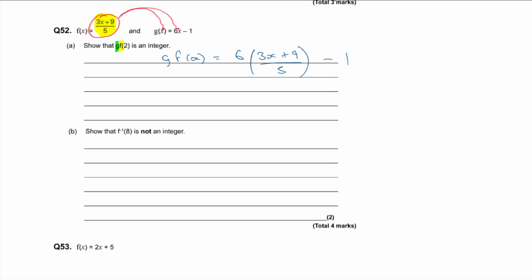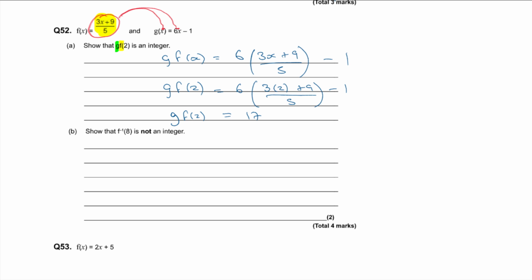Oh yeah, so then we're going to replace. So that's what g of f of x is, but we want to know what g of f of 2 is. Okay, so what's g of f of 2? That's going to be 6 lots of 3 lots of 2 plus 9 over 5 minus 1. Okay, and then, so what's that then? 6 plus 9 is 15. 15 divided by 5 is 3. 3 lots of 6 is 18, and then take away 1 is 17. So that is equal to 17. Okay, so g of f of 2 is equal to 17.